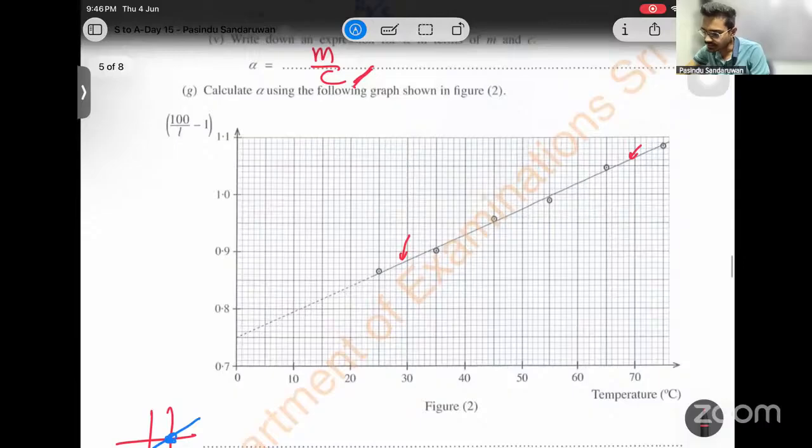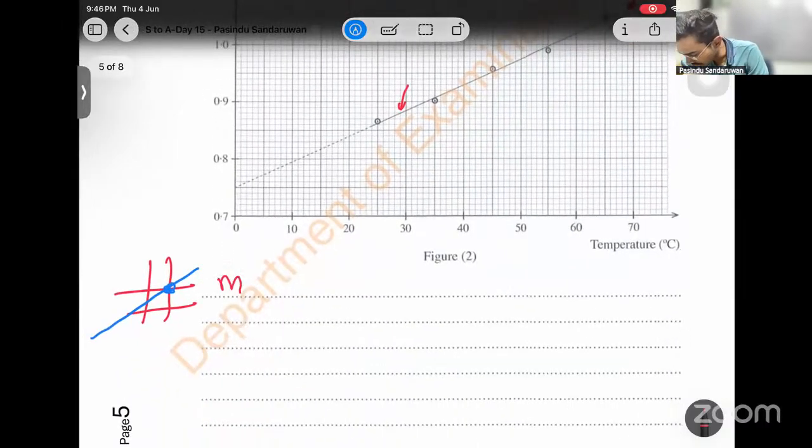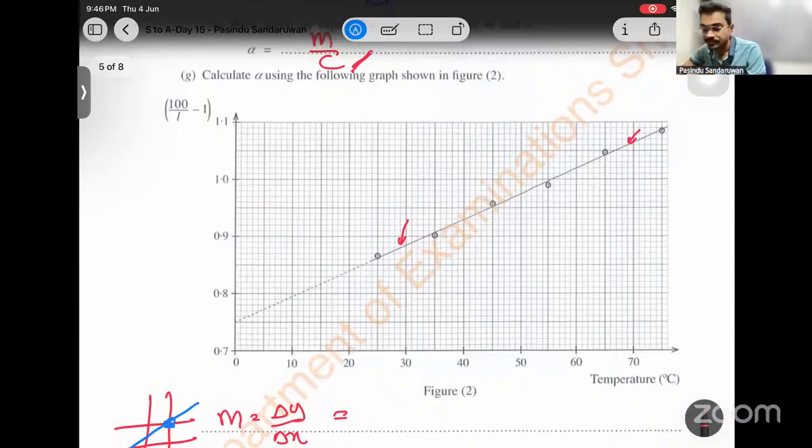We need the gradient. Calculate alpha using the following graph shown. Let's find the gradient. Gradient is delta y over delta x. First check the coordinates here. We have to find the coordinates; we can't proceed without finding the coordinates. Check the coordinates. Now this goes 10 by 10. 10, 20, again 10 by 10.